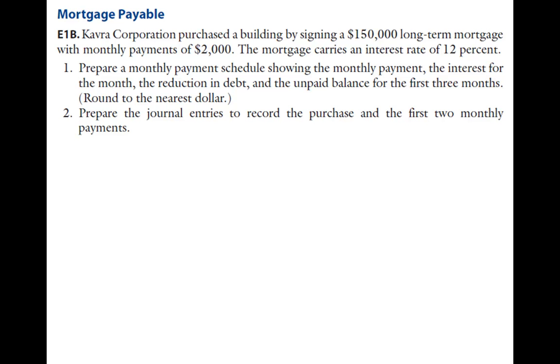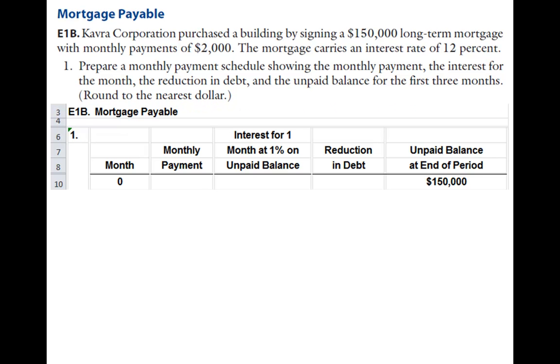So we're going to prepare a monthly payment schedule showing the monthly payments, the calculations of the monthly payments and interest, and then we're also going to prepare the journal entries that accompany each of those. In looking at the mortgage interest payments, first we have to take a look at what our unpaid balance is. That's the principal amount. Since we are in month 0 and have not made any payments, our principal amount is $150,000, the amount that we borrowed.